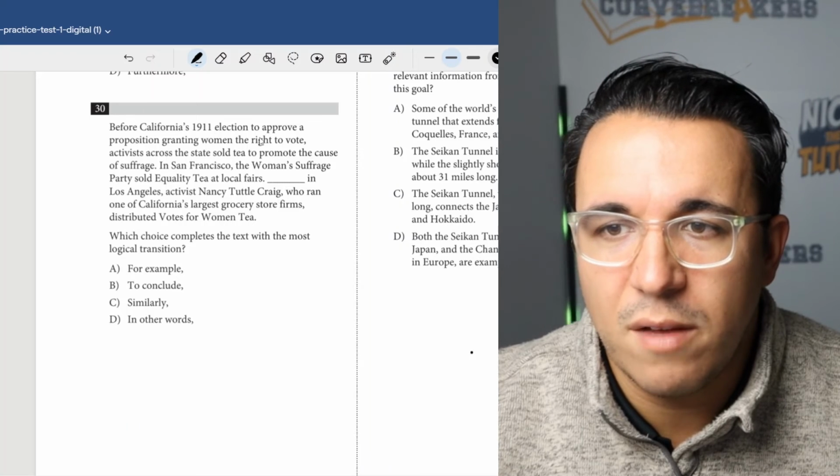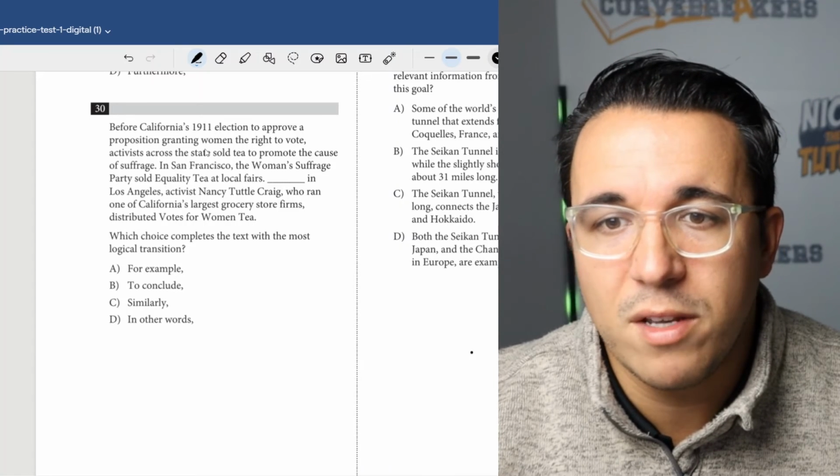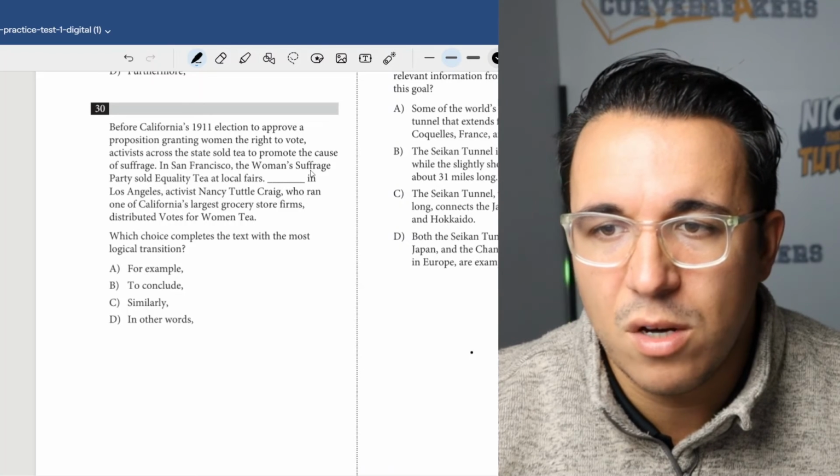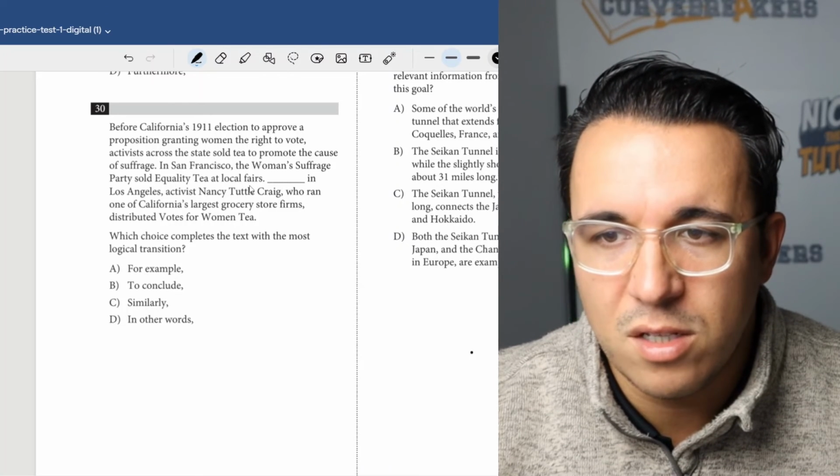Before California's 1911 election to approve a proposition granting women the right to vote, activists across the state sold tea to promote the cause of suffrage. In San Francisco, the Women's Suffrage Party sold equality teas at local fairs.